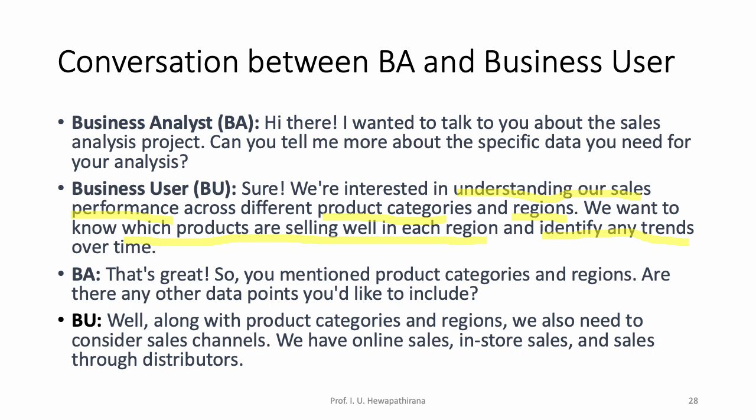Then the business analyst further inquires, you mentioned product categories and regions, are there any other data points you would like to include? So the business user says, along with the categories and regions, we also need to consider sales channels, right? Because they have online sales, in-store sales, and sales through distributors.